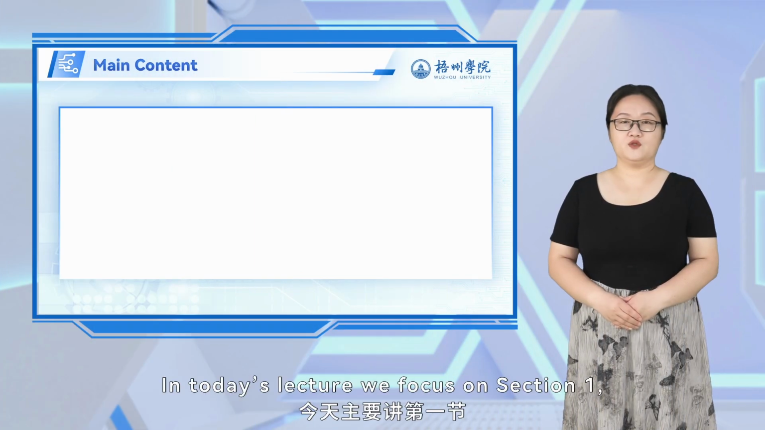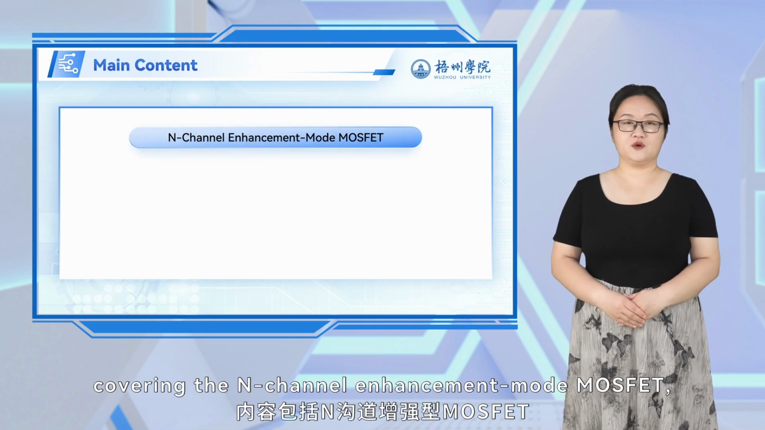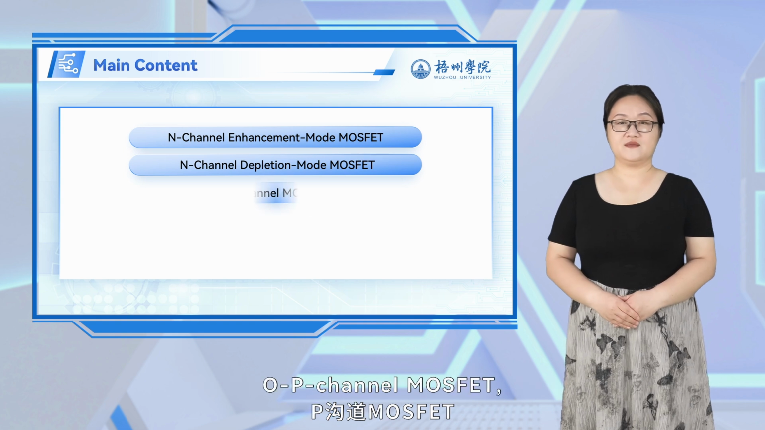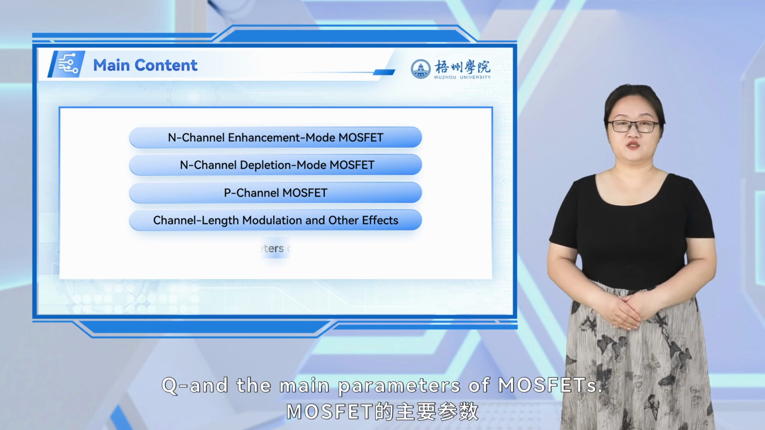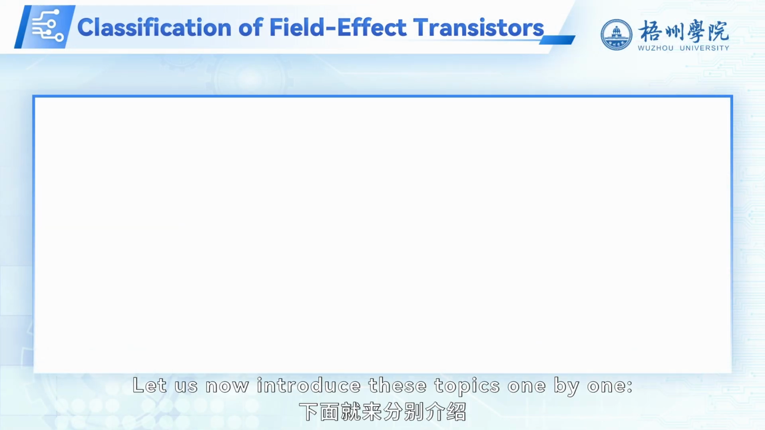In today's lecture we focus on Section 1, covering the N-channel enhancement mode MOSFET, N-channel depletion mode MOSFET, P-channel MOSFET, effects such as channel length modulation, and the main parameters of MOSFETs. Let us now introduce these topics one by one.